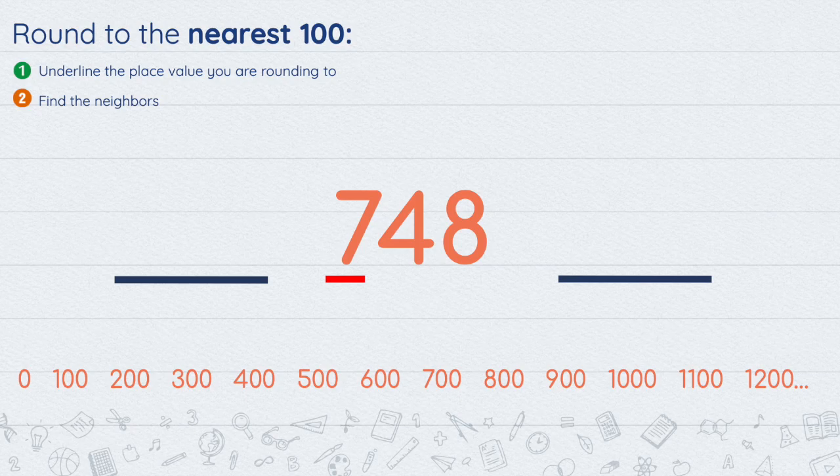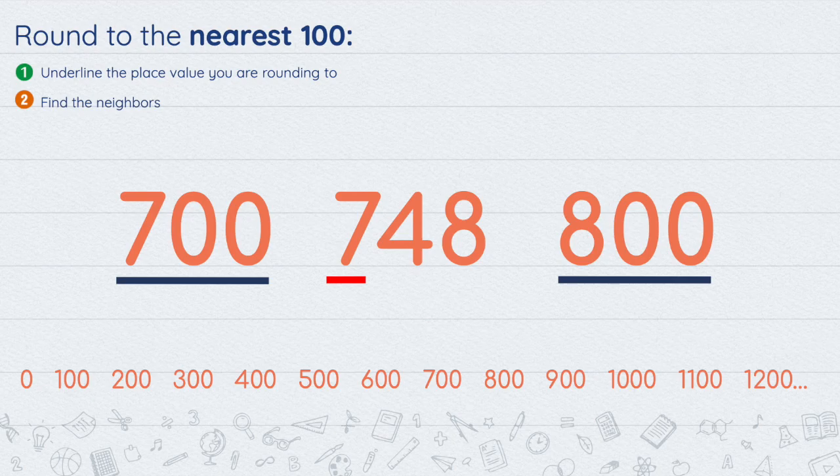If I look at my number line, what is the 100 that lives after 700? You're right, 800. So 800, it's going to be the 100 that goes after. And what is the 100 that comes before 748? It's 700. So 700 is the 100 that comes before. 800, it's the 100 that comes after. So now I have my neighbors right in front of me.